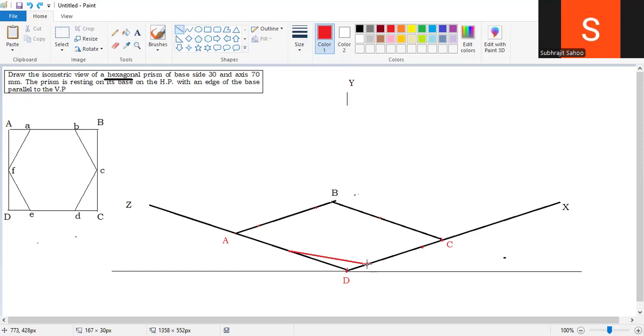So here I join. Here to here I join. Here to here I join. Then this point to this point I join. Here to here I join. And finally here to here I join. Right? Over, sir. This is the total diagram.